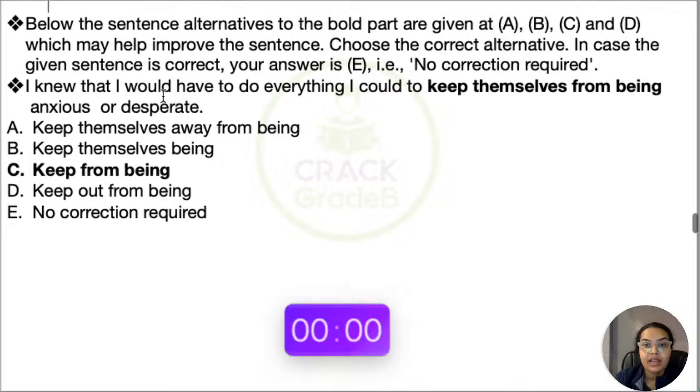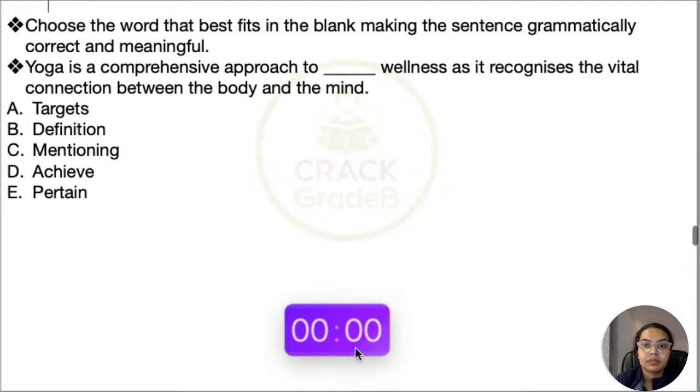I knew that I would do everything I could to themselves. Themselves, what can I? I knew that I would have to keep from being anxious or desperate. I'm doing everything for myself. So themselves का तो कोई context नहीं because they, who are these extra people? It's not mentioned in the sentence or we get any hint. That's why ये आपका answer.